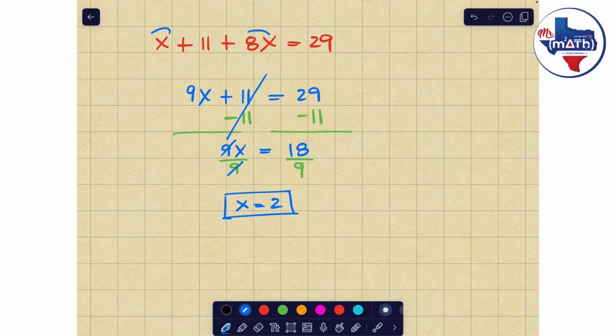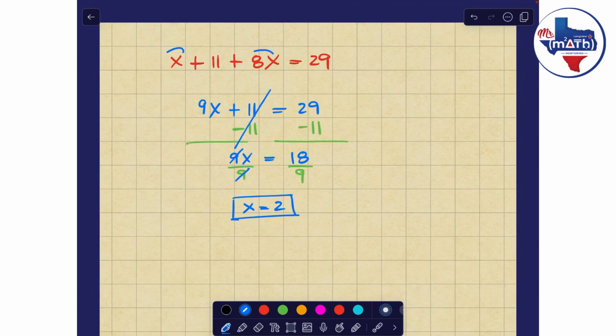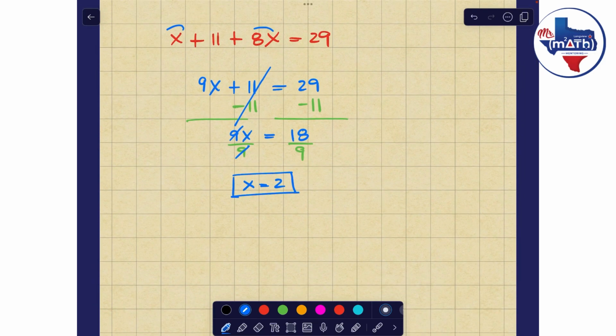Now let's verify if this answer is correct in our equation. Okay, so here comes the verification. We have x plus 11 plus 8x equals 29. So what we know now is that the value of each one of the x's here needs to be substituted by what we found in the solution.